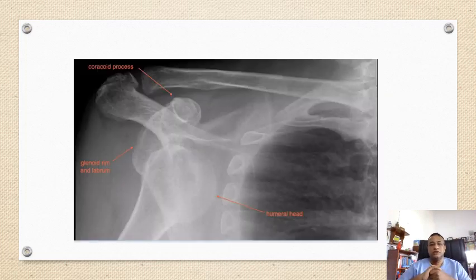See, here I have marked these things: coracoid process, glenoid rim, and labrum and humeral head. Here you can see posteriorly glenoid rim and labrum is visible. Humeral head has come forward. This is an anterior dislocation, subcoracoid type.